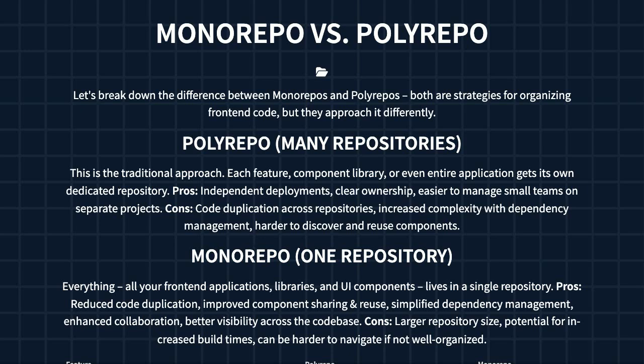Now, there's another strategy called monorepo. Instead of having everything in separate places, everything lives in a single repository. This can sound daunting at first, but it actually offers some major advantages: less code duplication, easier component sharing, simpler dependency management, and generally smoother collaboration.